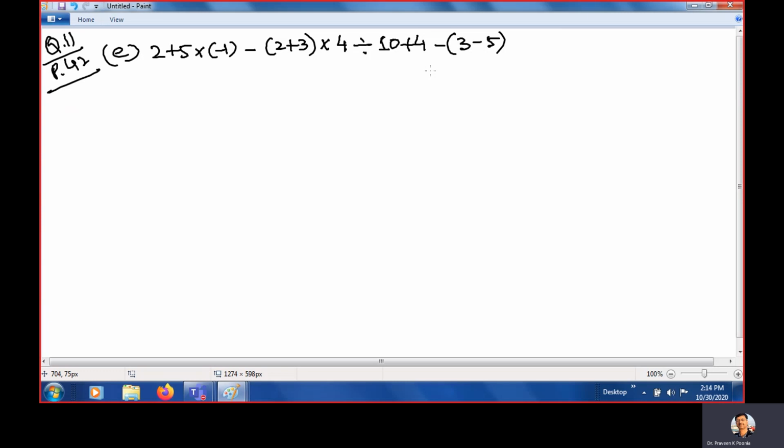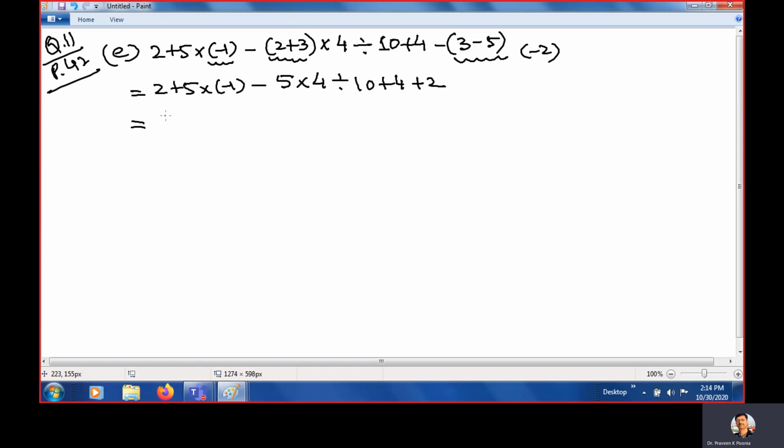Clear? So there are three brackets here. This is a simple negative number they have written, then this bracket and then this bracket. So we will solve the brackets first. 2 plus 5 times minus 1, minus 2 plus 3 is 5. 5 times 4 divide 10 plus 4 minus 3 minus 5. The value of this is minus 2, and minus minus is plus 2. Clear? Now you need to divide, because the next operation is divide.